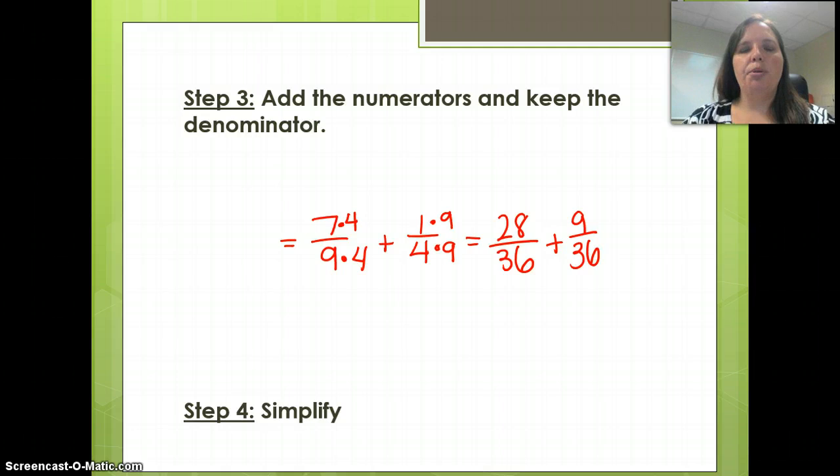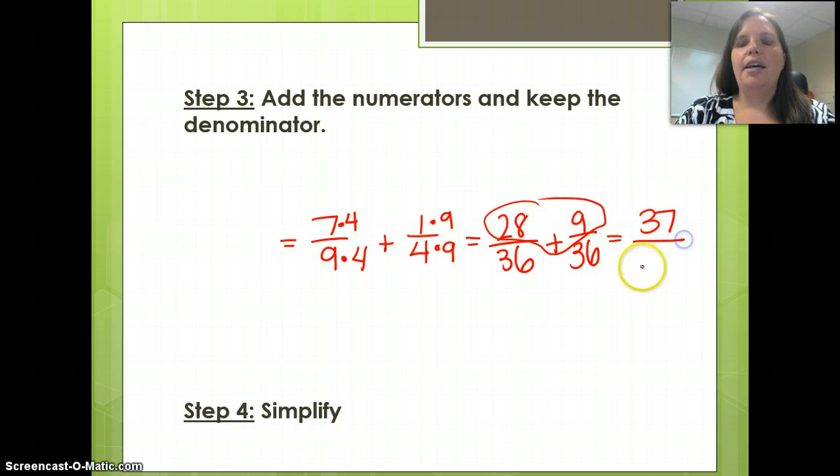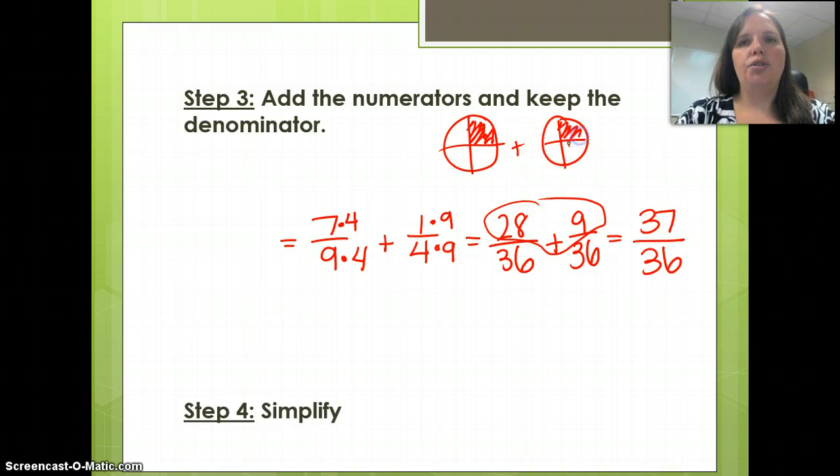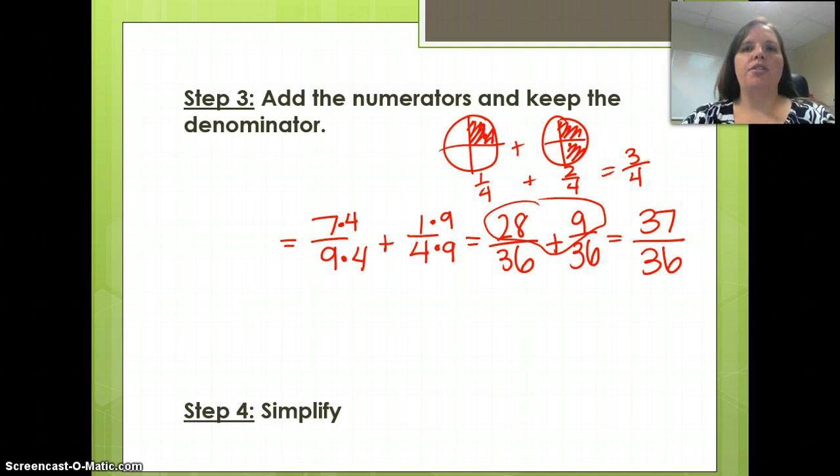Step 3, add the numerators. So 28 and 9 is 37, and keep the denominator. So if you remember, as far as addition and subtraction of fractions, why that is, think about if you add 1/4 plus 2/4. Think about what the answer is here. It's going to be a total of 3 out of the 4 pieces are filled in. So you add the numerators or subtract them depending on what the operation is, and keep the denominators.